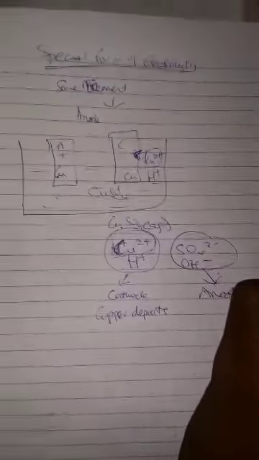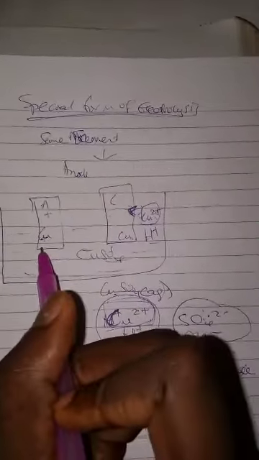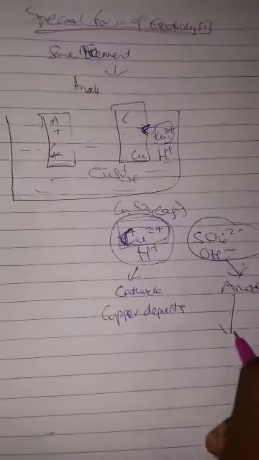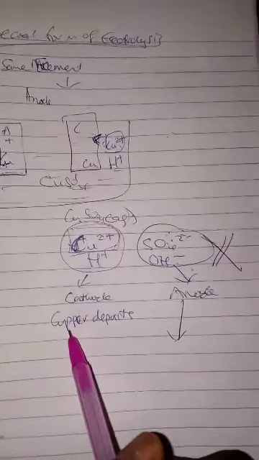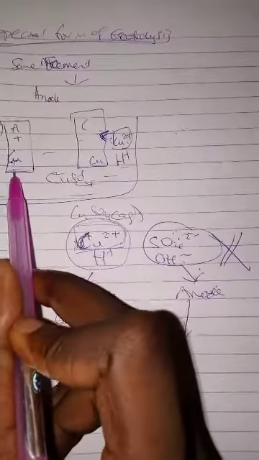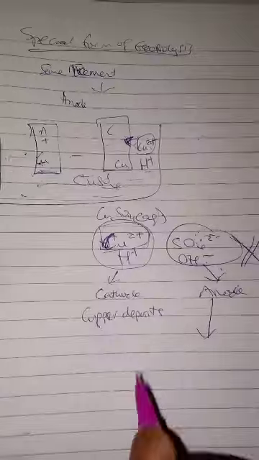Let's move to the next one. Now at the anode, we have SO4 2 minus and OH minus. Normally one of these two should be discharged. But I told you something, that when you have copper and copper, we favor copper. So this copper will go into solution. That's a special case. Please take note of that. None of these two will be discharged. Copper must win because copper is everything. Do you understand?